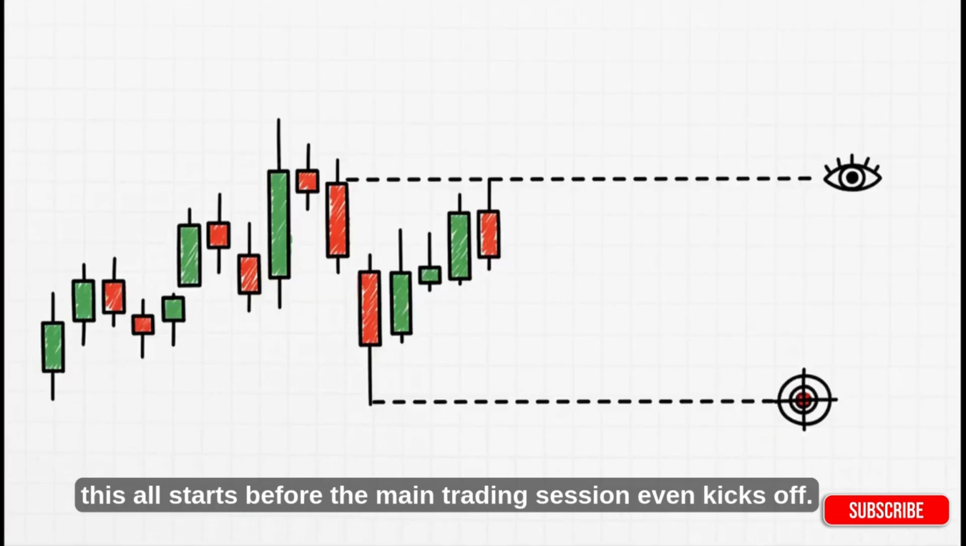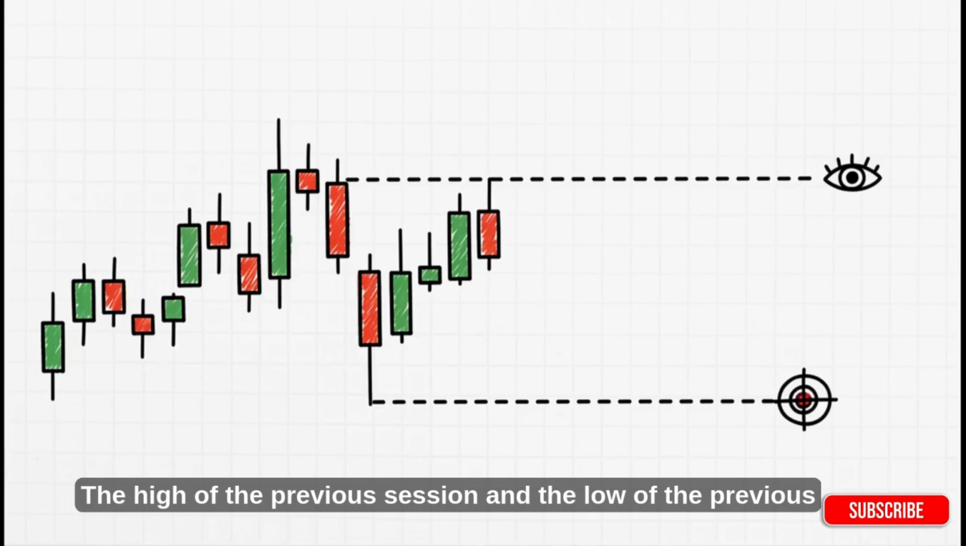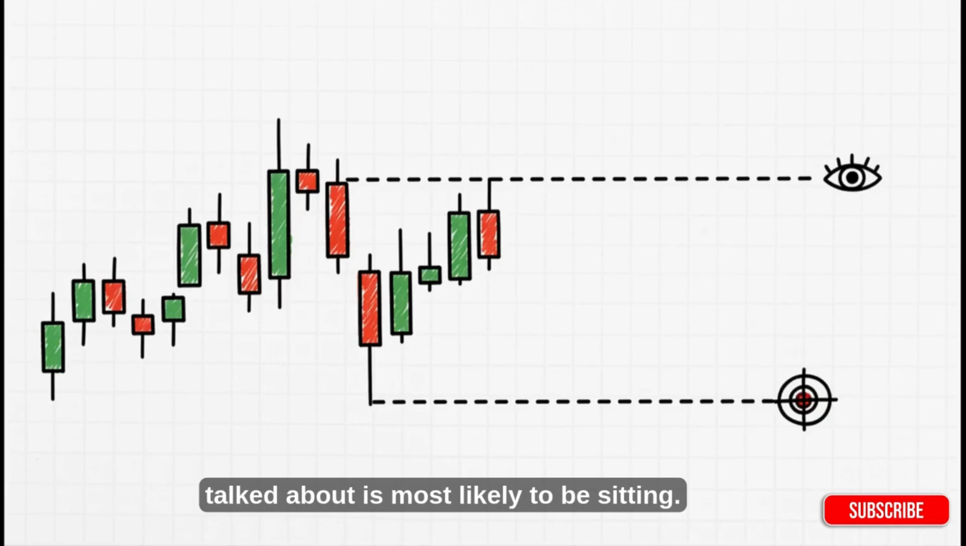So this all starts before the main trading session even kicks off. Your only job, right at this stage, is to mark 2 critical lines on your chart: the high of the previous session and the low of the previous session. These 2 levels become your main points of interest, simply because this is where all that juicy liquidity we talked about is most likely to be sitting.